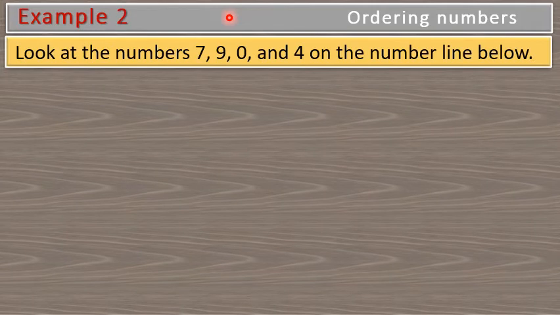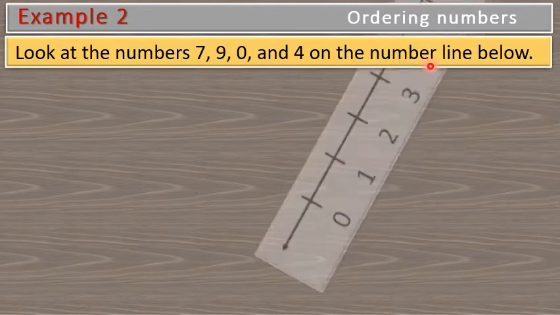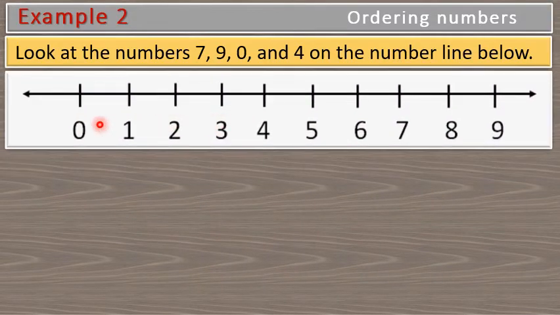Now let us move to example number 2 to understand the method of ordering given numbers. Look at the numbers 7, 9, 0 and 4 on the number line below. We have to look at these numbers. Let us find these numbers and mark them by drawing circles around them.